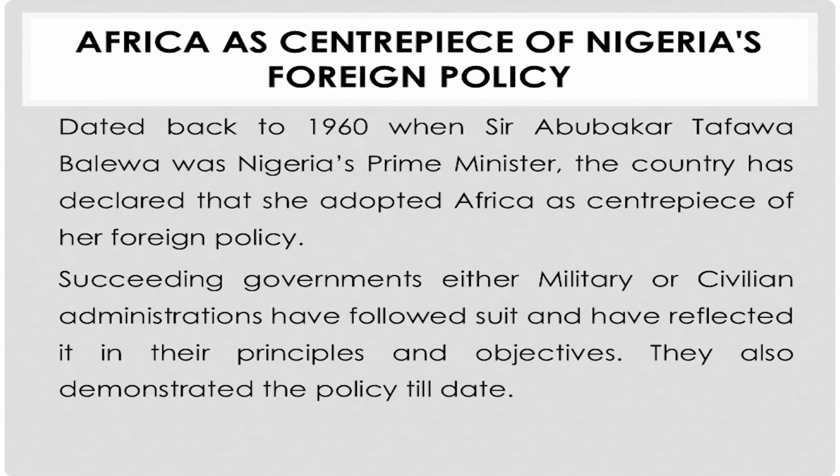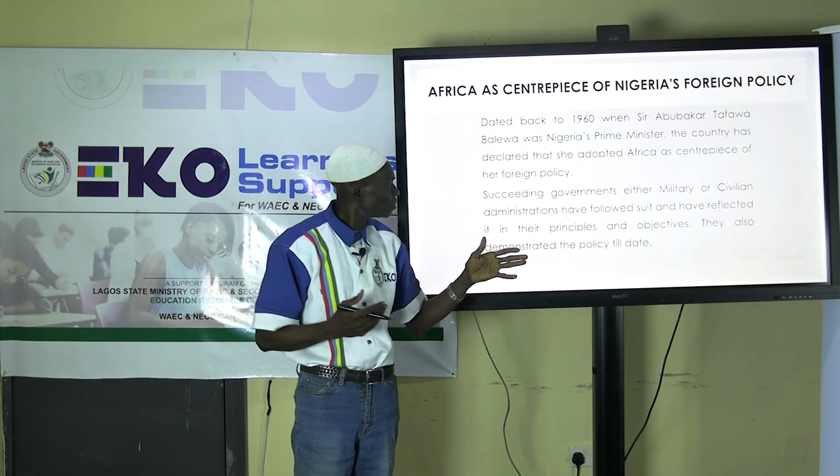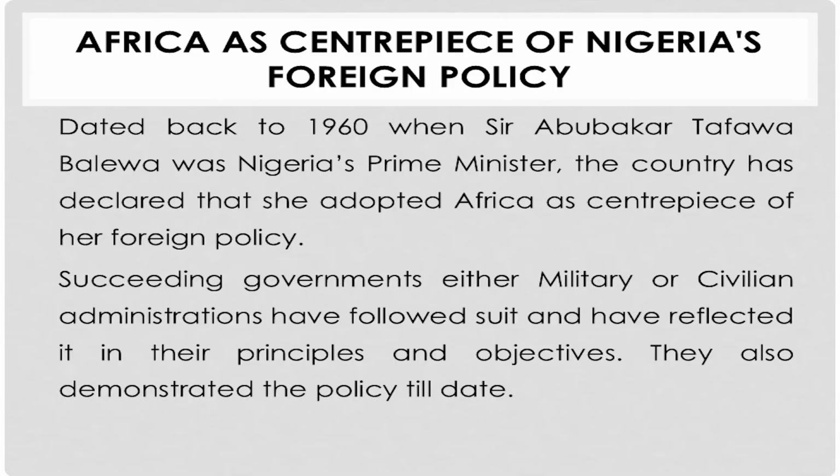Since 1960, immediately after Nigeria got independence, the Prime Minister, Alhaji Tafawa Balewa, the country has declared since then that Nigeria has adopted Africa as centerpiece of our foreign policy. Other governments that succeeded, either military or civilian administration, have followed suit and have reflected this in their principles and objectives. They also demonstrated the policy to date.